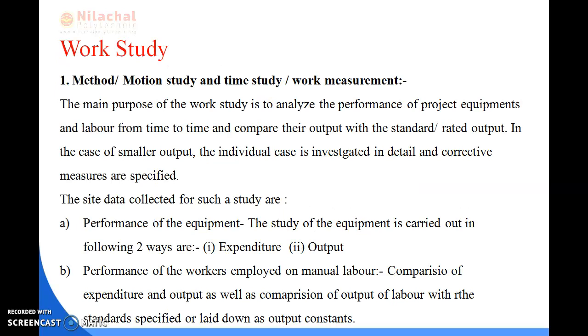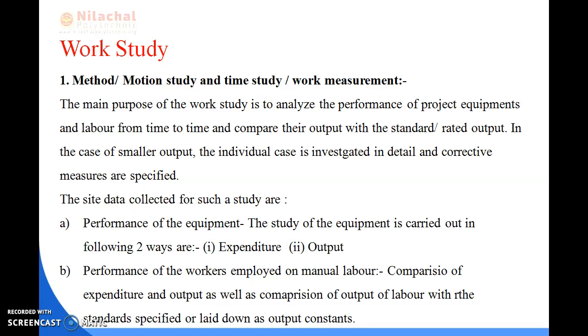Next is work study. First we'll be reading about method or motion study and time study, or work measurement. The main purpose of the work study is to analyze the performance of the project equipment and labor from time to time and compare their output with the standard or rated output. In the case of smaller output, the individual cases are investigated in detail and the corrective measures are specified.